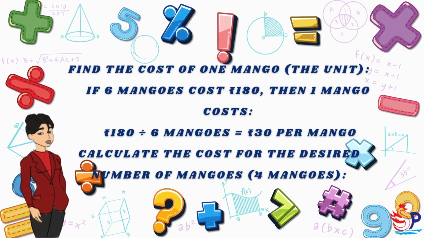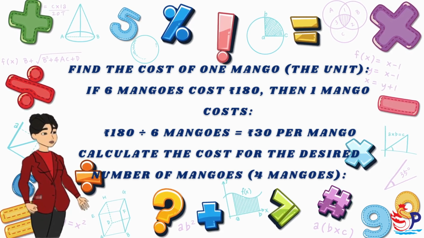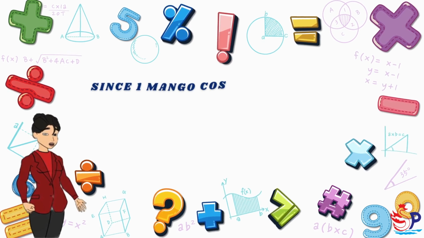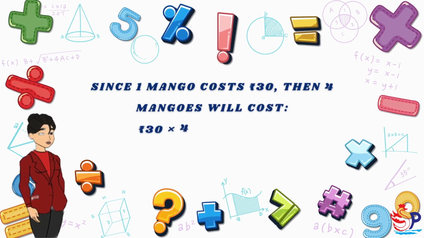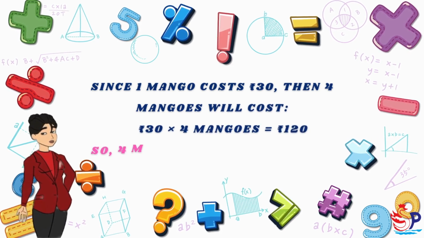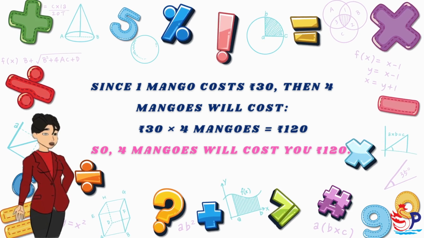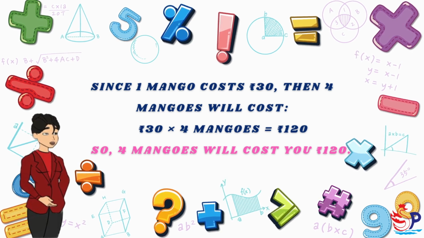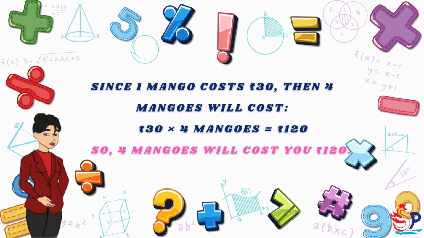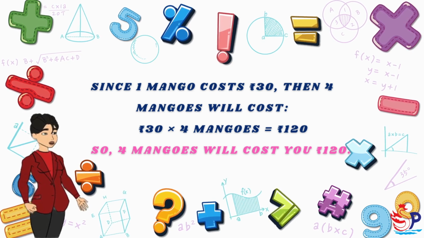Calculate the cost for the desired number of mangoes, 4 mangoes. Since 1 mango costs 30 rupees, then 4 mangoes will cost 30 rupees multiplied by 4 mangoes is equal to 120 rupees. So, 4 mangoes will cost you 120 rupees. Final answer is 120 rupees.